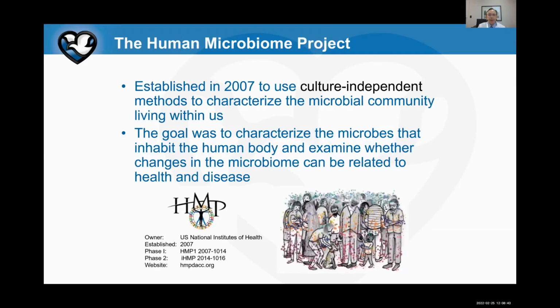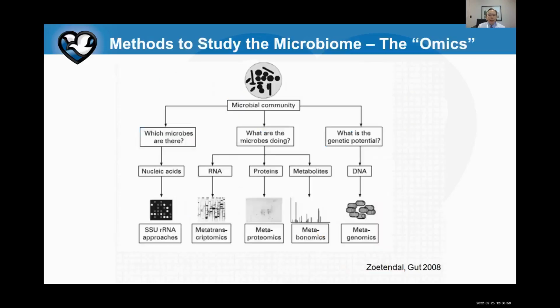The goal was to characterize the microbes that inhabit the human body and examine whether changes in the microbiome can be related to health and disease. And this started what has been referred to as the omics revolution. The omic is a suffix that is applied to different technologies and methods of studying the microbiome and answering the following questions. Which microbes are there? What are the microbes doing? What is the genetic potential of these microbes?